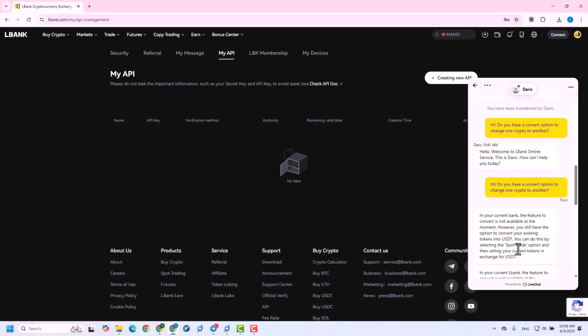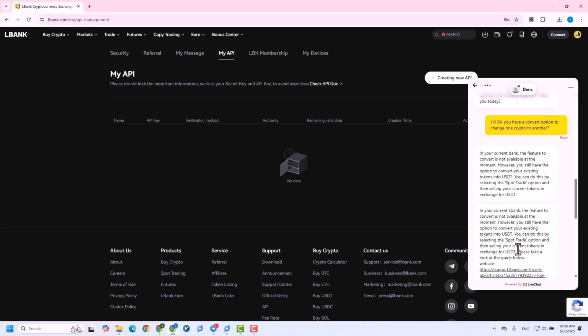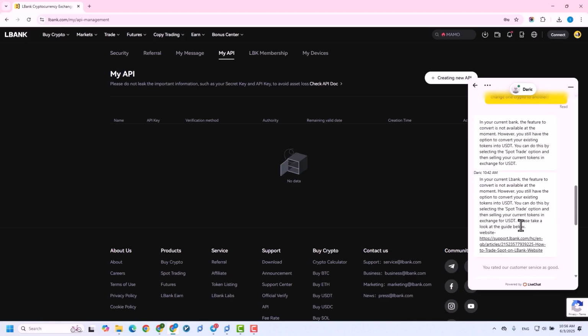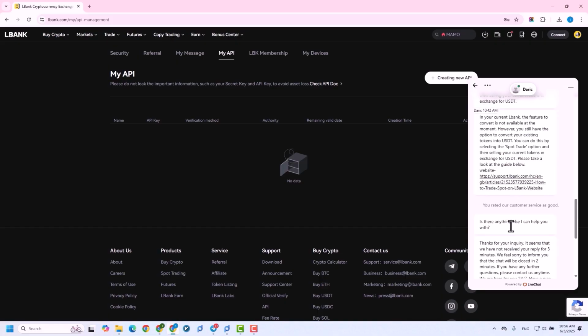In the live chat, our goal was to find out whether direct conversion is possible in LBank or not, so we contacted support. The official response from the representative was that currently the direct conversion feature, like what is available in other exchanges with a single click, does not exist in LBank. However, you are still currently able to sell your existing tokens using the spot trading section and simply receive USDT in return through the platform.